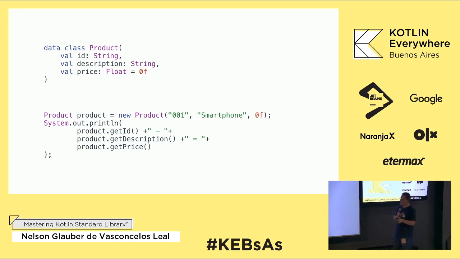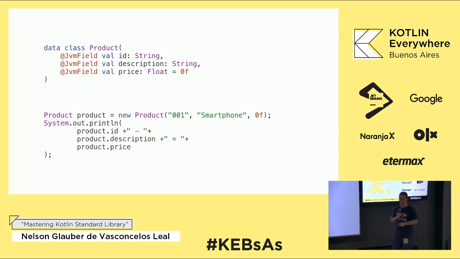And you can help to avoid this just by adding the JVM field. Using JVM field, you can access the field directly. But behind the scenes, it generates a public final field in Java. So you are avoiding creating 3 methods here. Okay, 3 methods here. Imagine the number of data classes that you have in your application. So imagine all the properties that you have. Imagine the number of methods that you are creating unnecessarily.